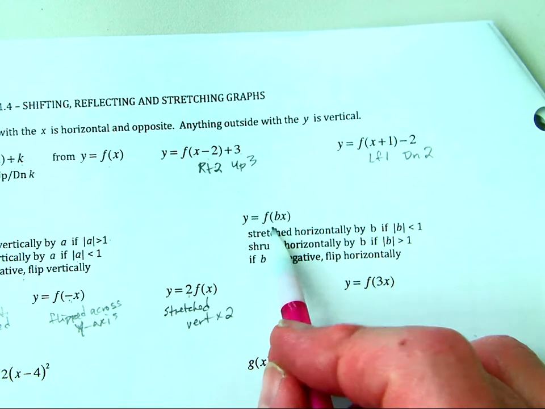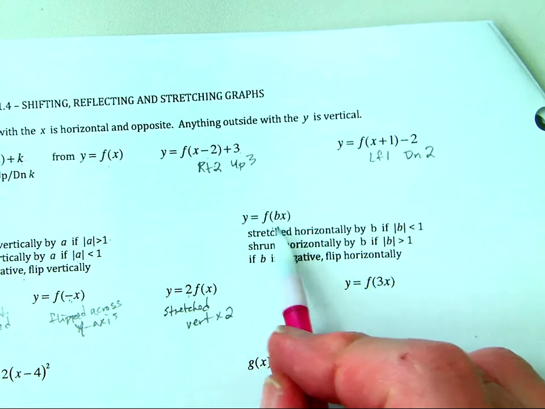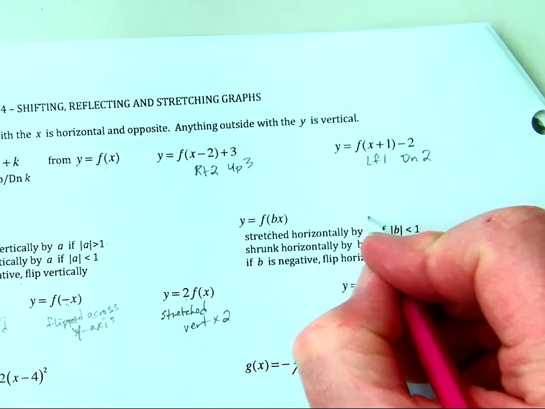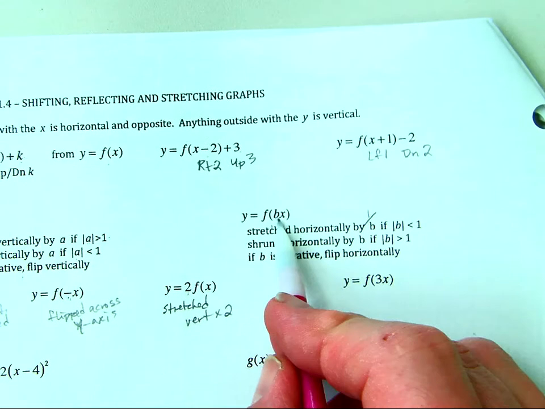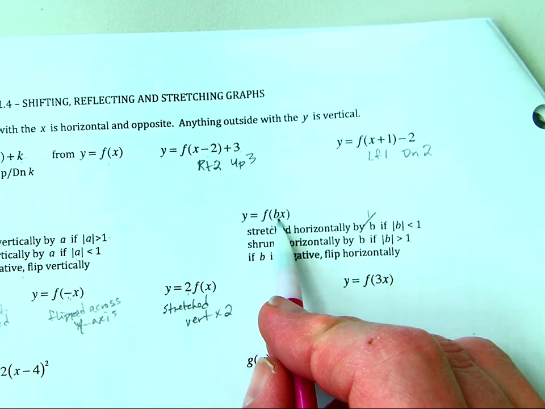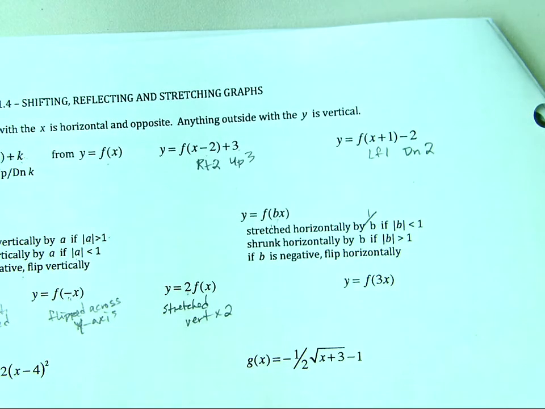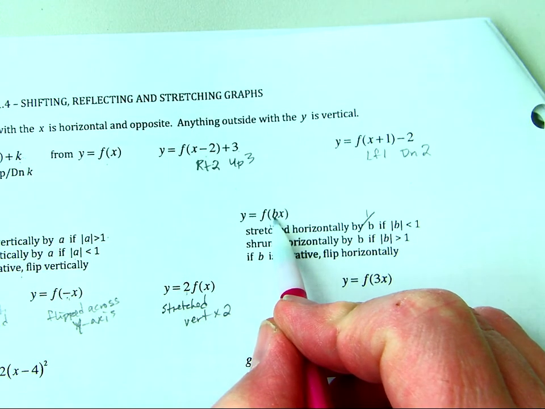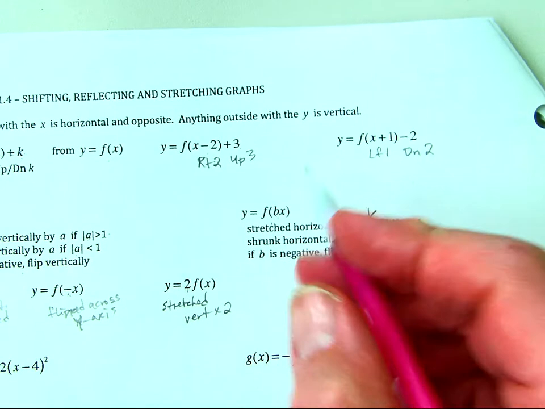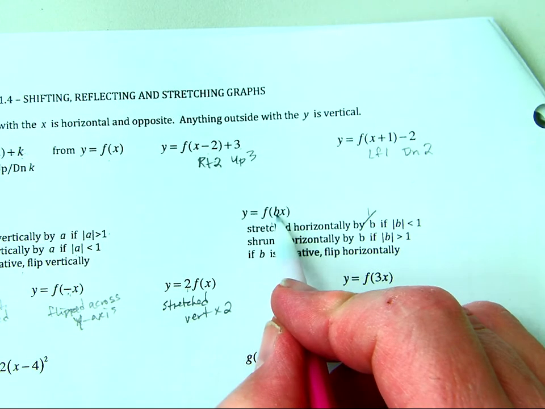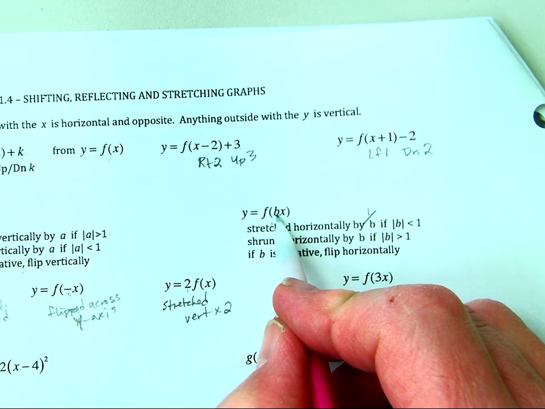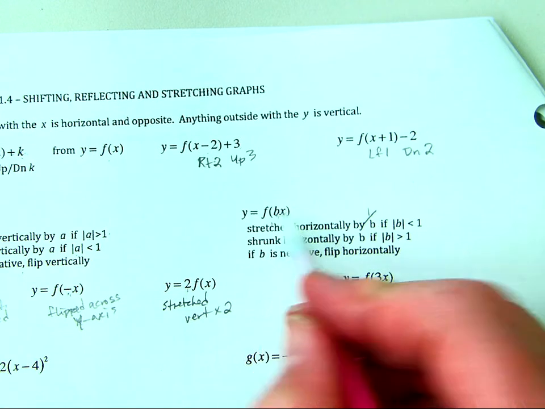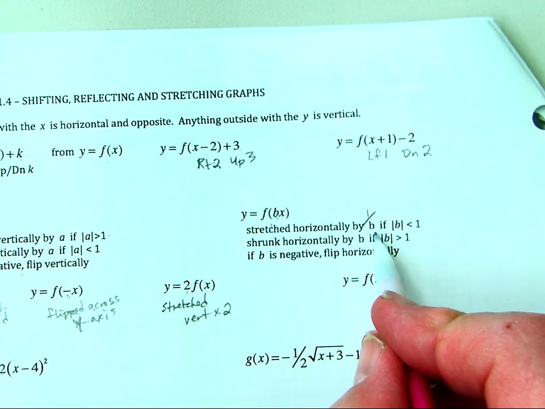Now, if the number is inside, like it is here, this should have said 1 over b here. Anything inside here is horizontal. So this is stretched or shrunk horizontally. Now, just like before with the plus or minus, we have to kind of think opposite. Here, if there's a whole number in here with the x, that's actually shrunk horizontally by 1 over whatever that number is. So if there's a 2 there, that would be shrunk horizontally by 1/2. So you would take every x coordinate and take half of it. So it says here by 1 over b.